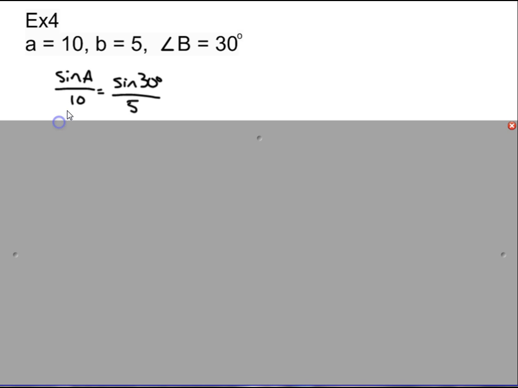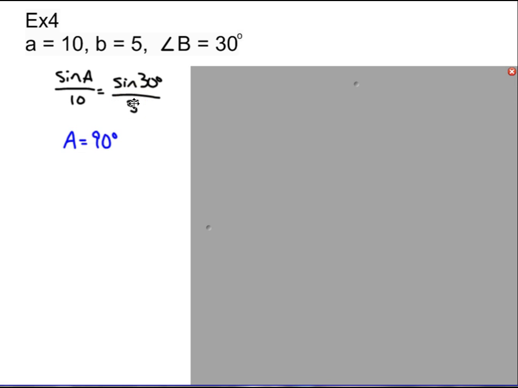Okay, so hopefully you set up sine of A over 10 equals sine of 30 over 5. Multiply both sides by 10, do the inverse, and we're going to end up with A equal to 90 degrees. And this is a sort of special case, so really concentrate on this one.